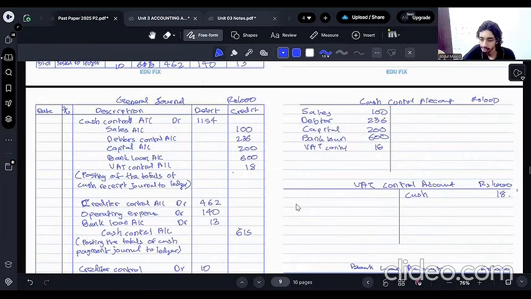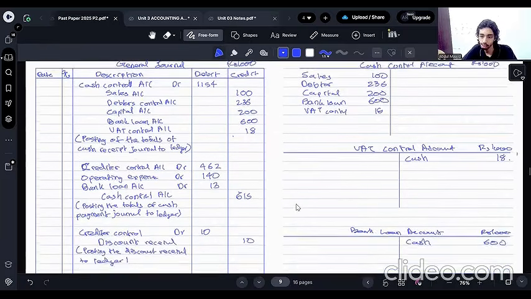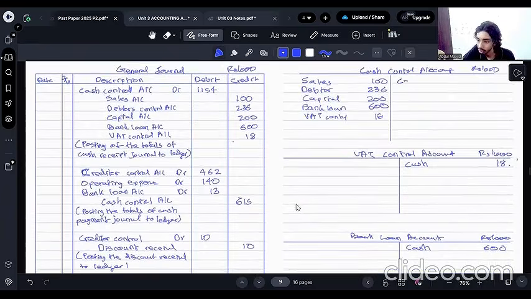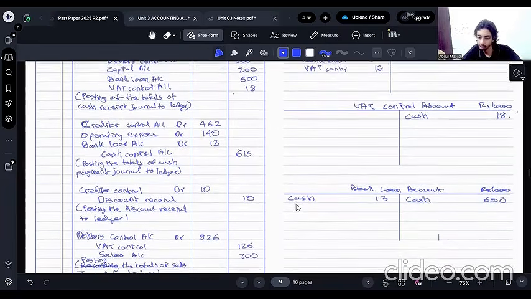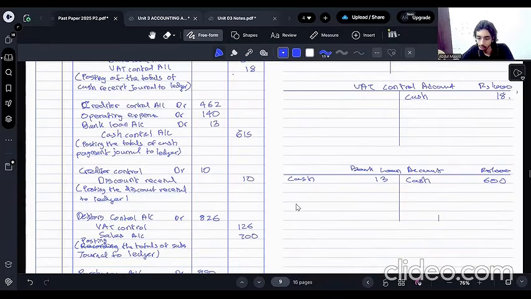Okay. Then next, creditor control account operating the cash payment channel. So you can say here creditor 462, operating expense 140, bank loan 13, and this you can debit to the bank loan account saying cash 13. Next, the discount allowed and received, there is no place to record. You don't have a discount allowed account or discount received account.